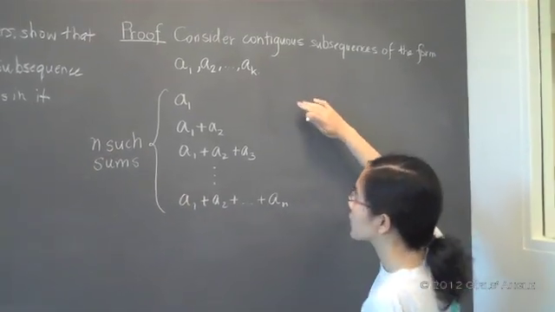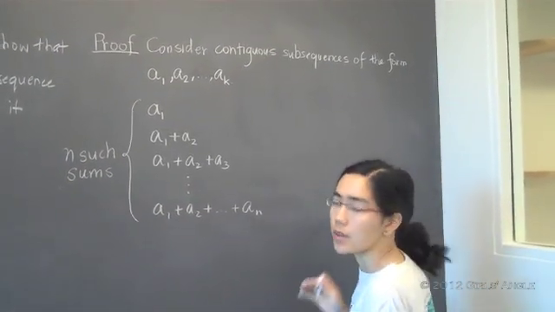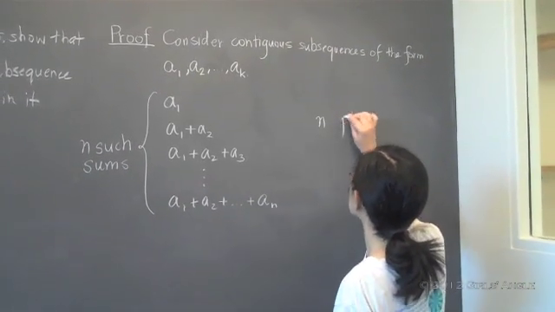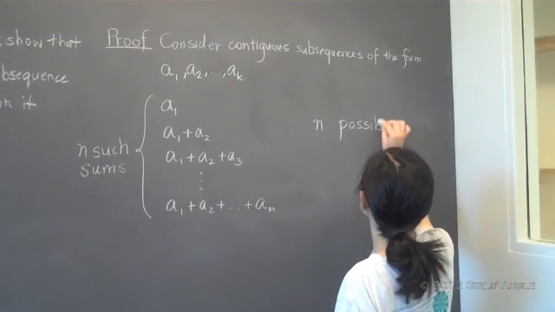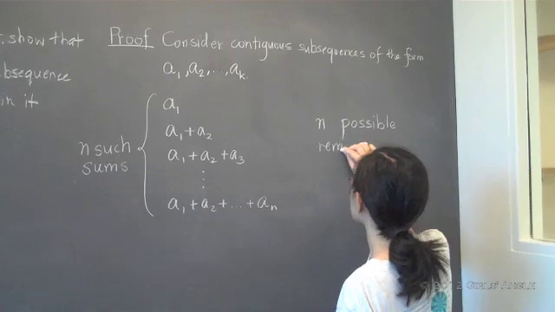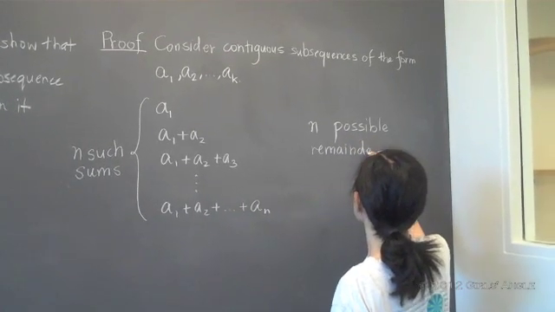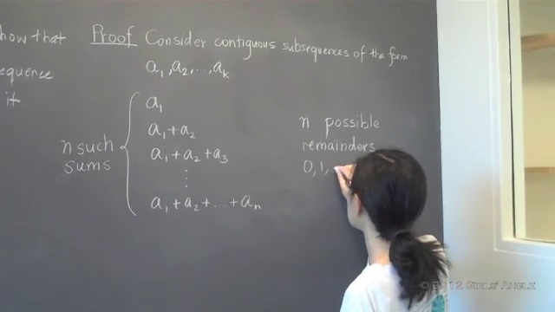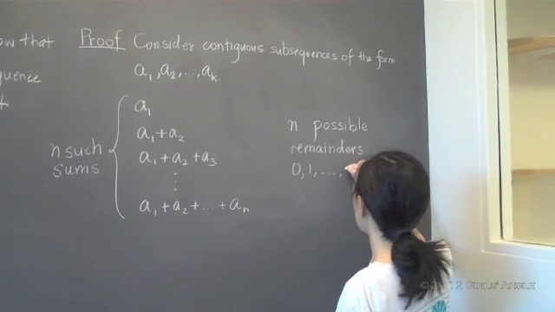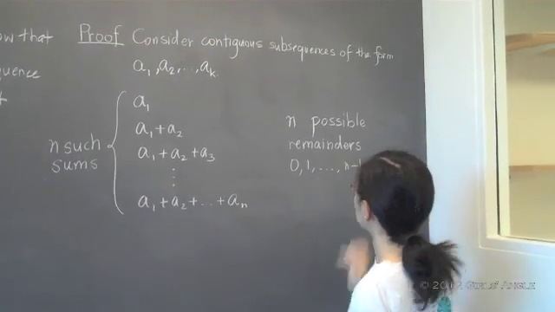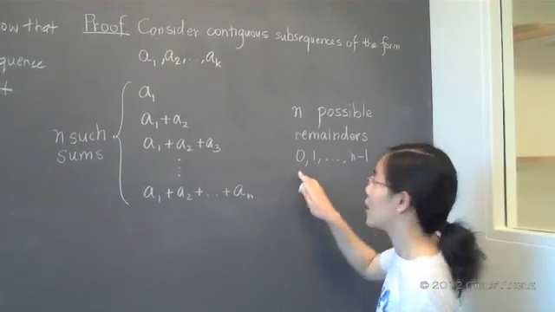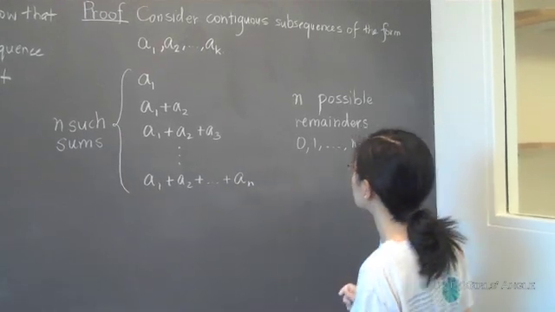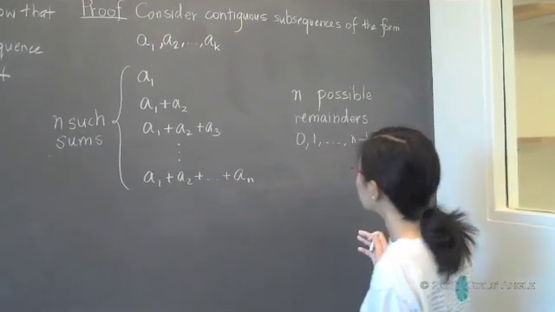And now we'll want to consider the remainder when we divide each of these sums by n. There are also n possible remainders, namely 0, 1, and so on, all the way until n minus 1. If one of the remainders is 0, we're happy because we found our contiguous subsequence whose sum of terms is divisible by n. So what happens if none of them is 0?